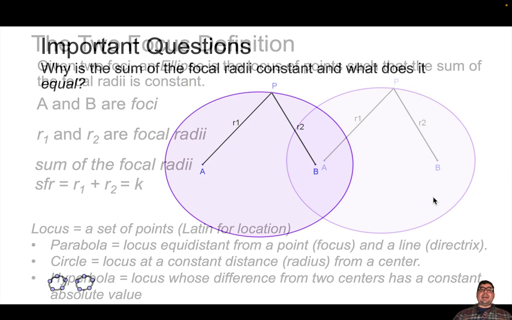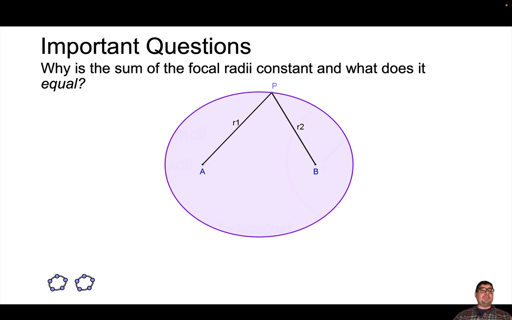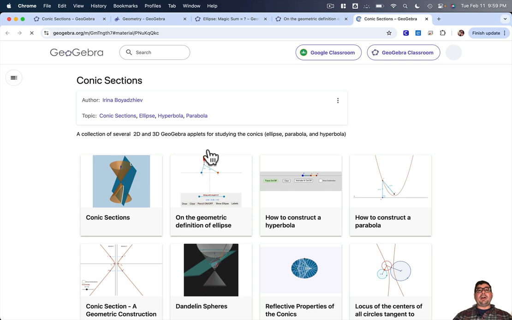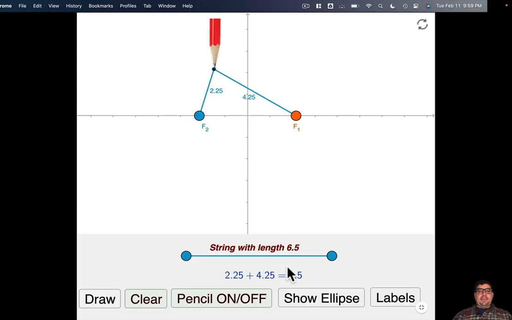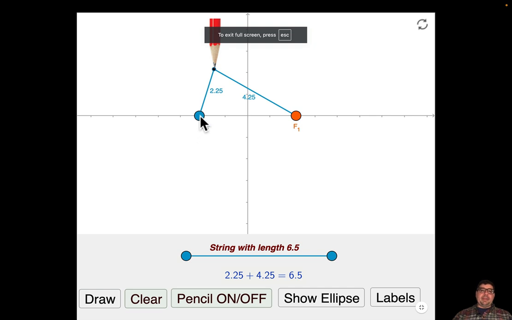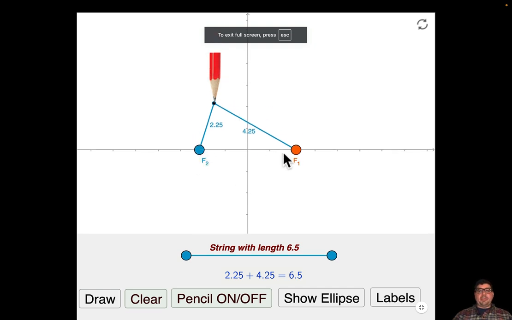Why does this make sense? Let's look at it from two perspectives. The first perspective will draw this out. Let's see if this loads. There it goes. So if you were to draw an ellipse, like here's two focal points, F1 and F2. This right here, these two lines represent a string pulled back by a pencil. And here's where the pencil is.